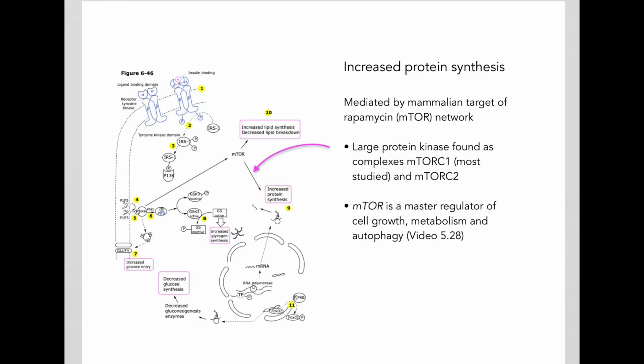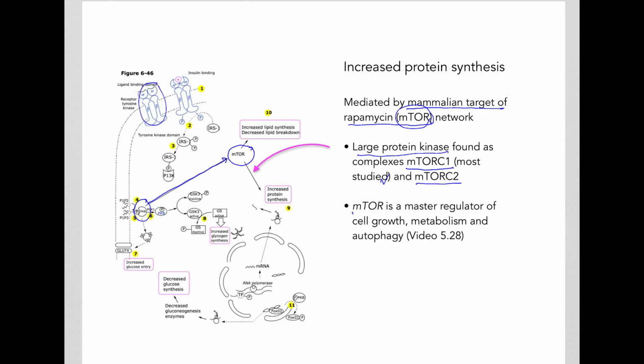Now, the binding of insulin to its receptor leads to the activation of PKB, and one of the effects of this activated PKB is the activation of this network called mTOR, or mammalian target of rapamycin. This is a very large protein kinase that is found as complexes. These two complexes especially, mTORC1, which is the most studied complex, as well as mTORC2.